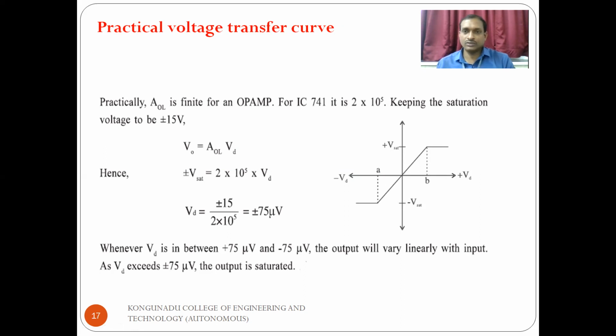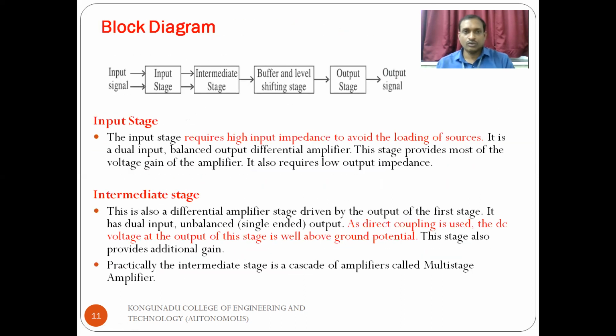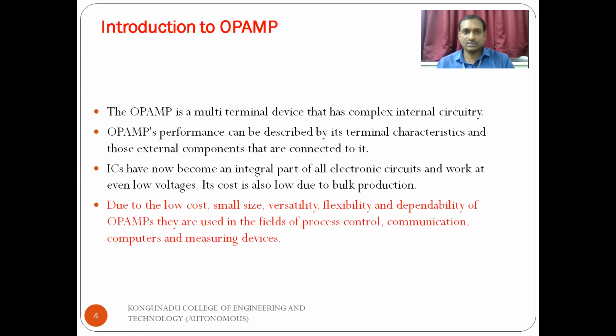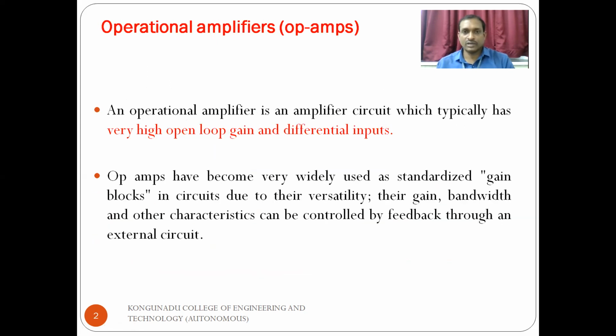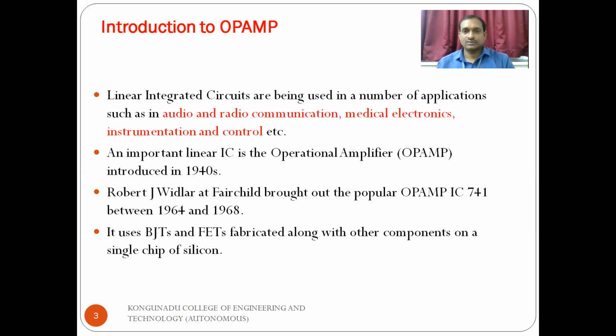So finally, I am going to conclude this session. The operational amplifier is an amplifier circuit which provides very high open loop gain and differential inputs. It is also called a standardized gain block. It is used in most electronic circuits due to its gain, bandwidth, and other control characteristics. Applications are in audio and radio communication, medical electronics, instrumentation and control. The most popular IC is IC741.